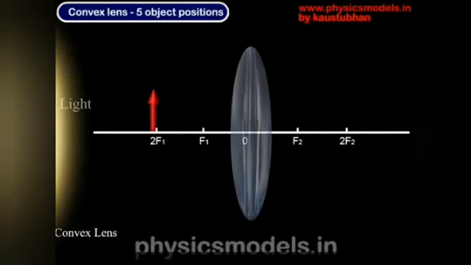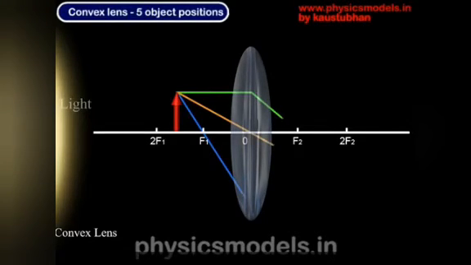Now let's move the object to another position between f1 and 2f1. This is an important position and I'll tell you why. So the object is now stabilized in its position. We'll do the same thing as we did before. The green ray parallel to the principal axis, the orange ray through the center, and the blue ray through f1. You can now guess what's going to happen.